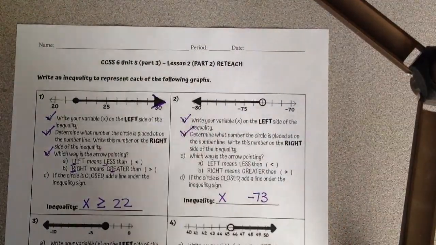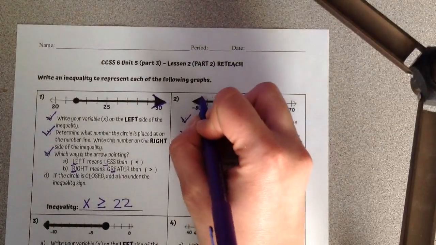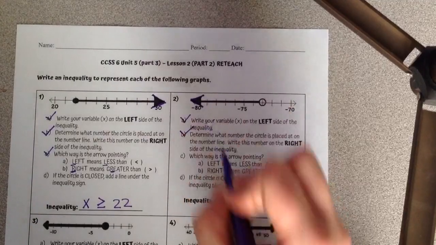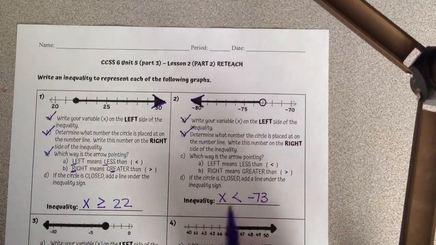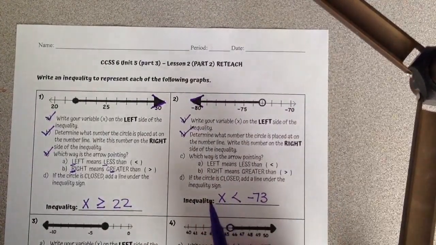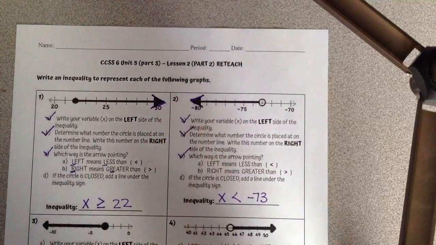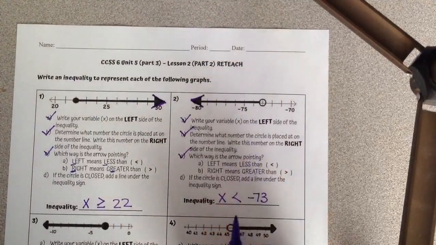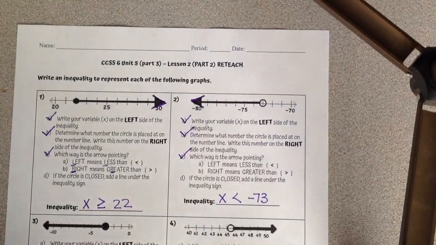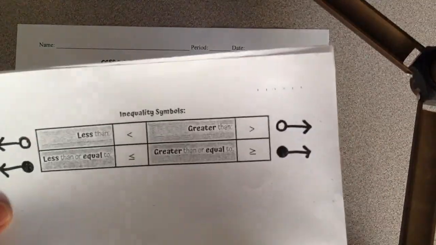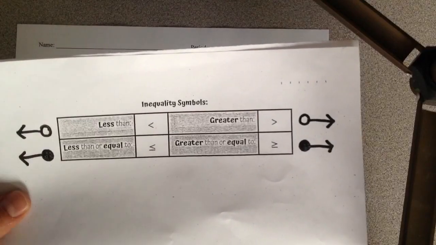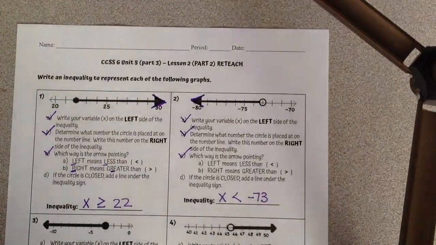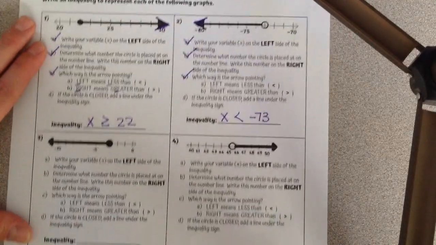Okay, I'm going to see which way the arrow is pointing. My arrow is pointing to the left, so I'm going to copy down the symbol, less than, the arrow pointing to the left, and I'm going to look at the circle. It is open, which means I'm not adding an equal sign. My open circle represents just less than, not less than or equal to. Okay, number 3.